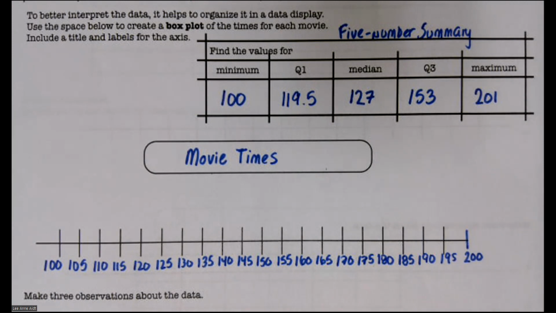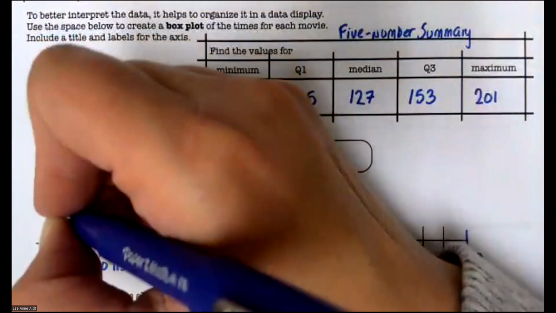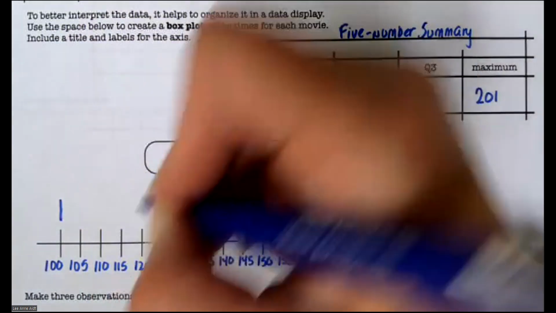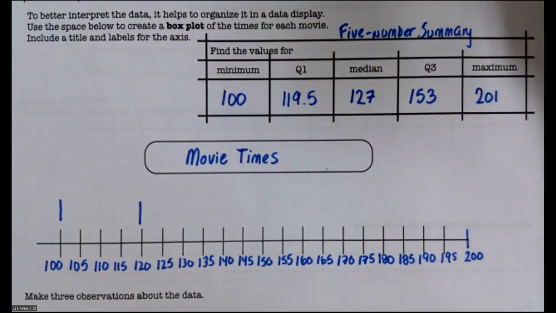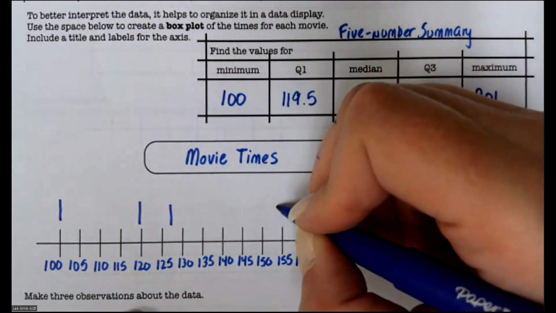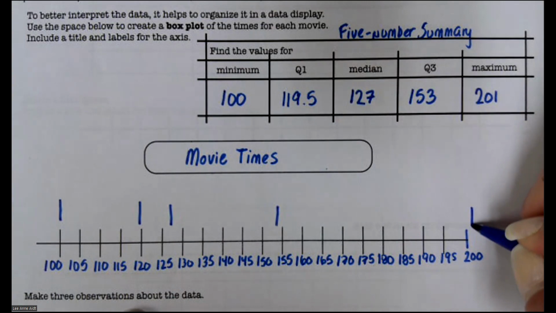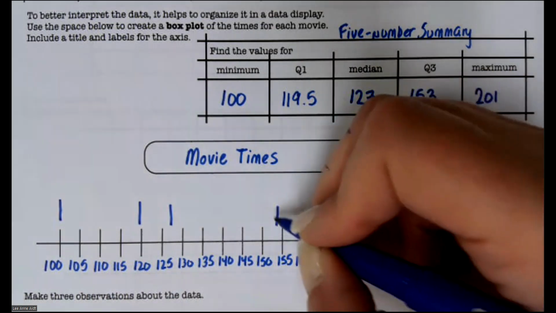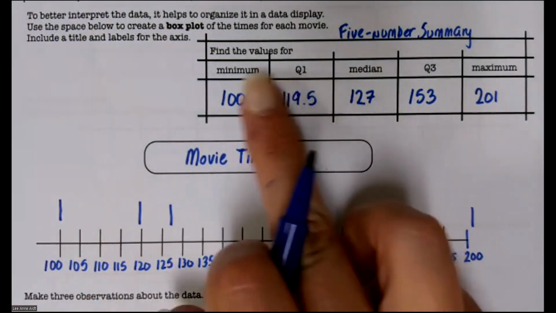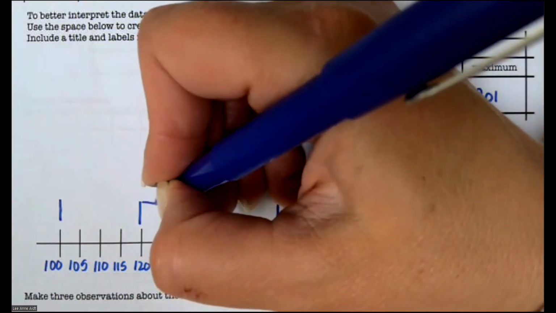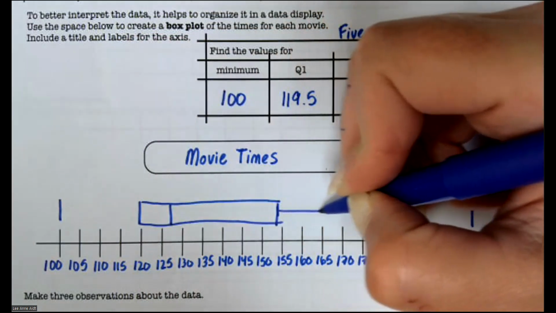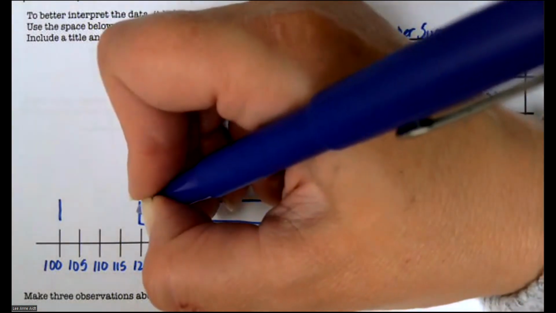Okay, all right, this is how a box plot goes. You draw a vertical line at each one of these five things. So 100, 119.5, 127, 153, and 201. So draw vertical lines at all five of these spots. And then you connect the middle three, that's the box. And then you make lines that go out for the whiskers.